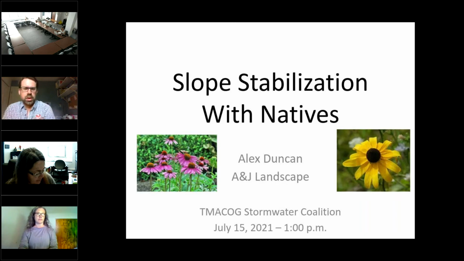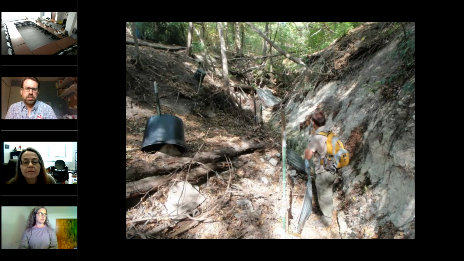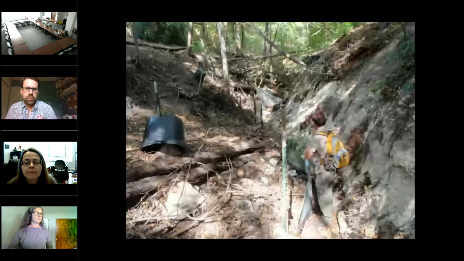This is a picture of a young version of me staring off into the distance into an urban stream. This is back down in the city of Austin, where I worked out of grad school for a couple years, pondering, what are we going to do? How are we going to restore this site? Obviously, it's highly urbanized, a lot of erosion going on. So I worked for the Watershed Protection Department down there.